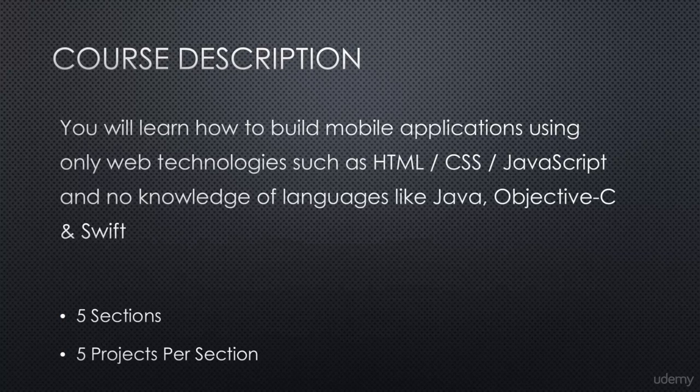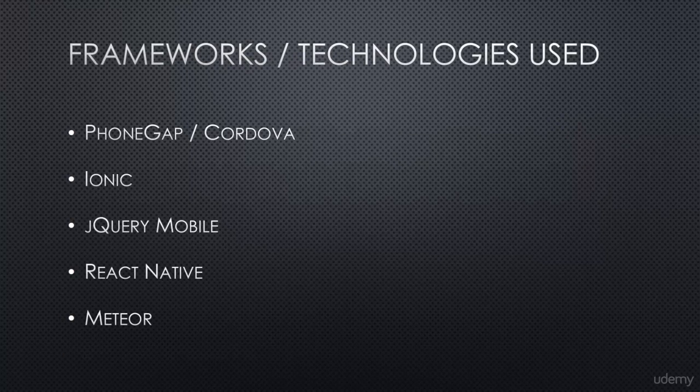Alright, so this course will teach you how to build mobile applications using only web technologies. We'll use HTML, CSS, and JavaScript along with 5 different frameworks for building mobile web apps, also hybrid apps, and even native apps with React Native. So we'll have 5 different sections and 5 complete projects in each section, giving you a total of 25 projects altogether. So we'll be using a few different web and mobile technologies.